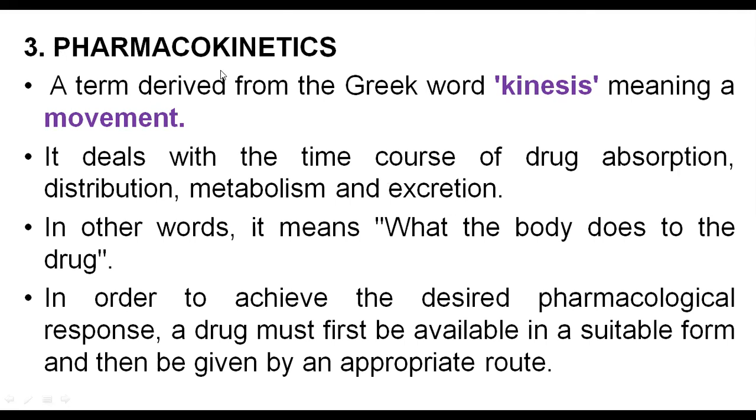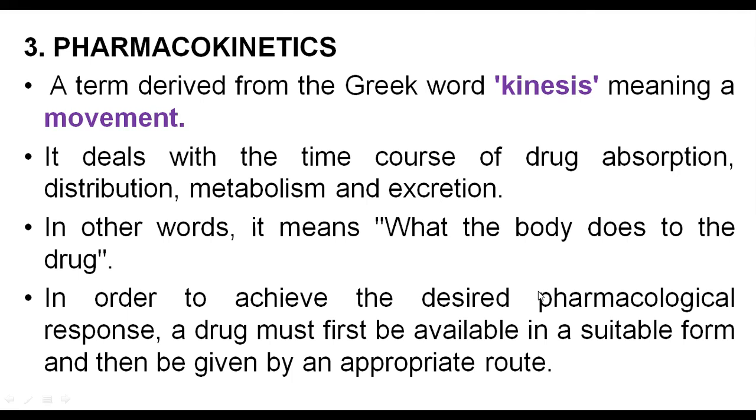In other words, pharmacokinetics looks at what the body does to the drug. So the body will have to absorb this drug, it will have to distribute it so that it can reach the target tissue, and then it will have to metabolize this drug and eventually excrete it. So in order to achieve the desired pharmacological response, the drug firstly must be available in a suitable form, and then it must be given via an appropriate route.